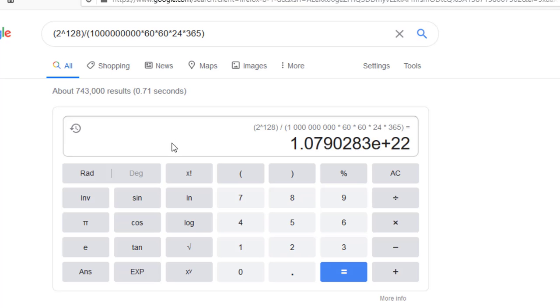And when you do that, check it out. Oh my goodness, yes. 1 times 10 to the 22nd years. So you got to remember this number. Please remember this number. If it was 10 to the 3rd years, it would be 1,000 years. If it was 10 to the 6th, it would be 1,000,000. 10 to the 9th would be 1,000,000,000. 10 to the 12th would be 1,000,000,000,000.